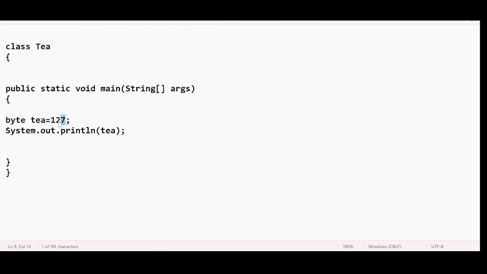So the variable name T is not going to work well here, so let us take any other name. Let me take it as ticket. I want to print this ticket. So now I am doing the compilation.